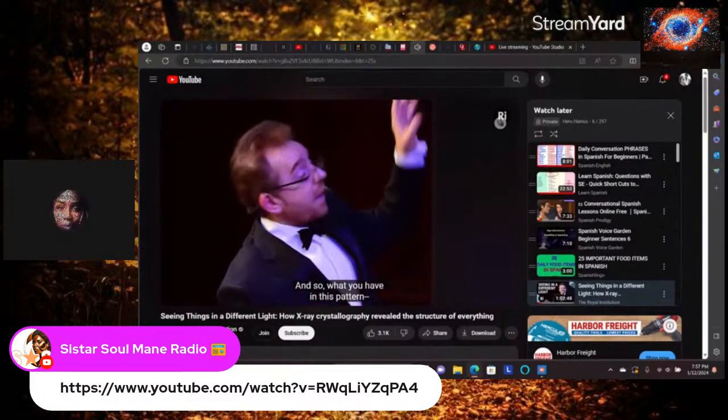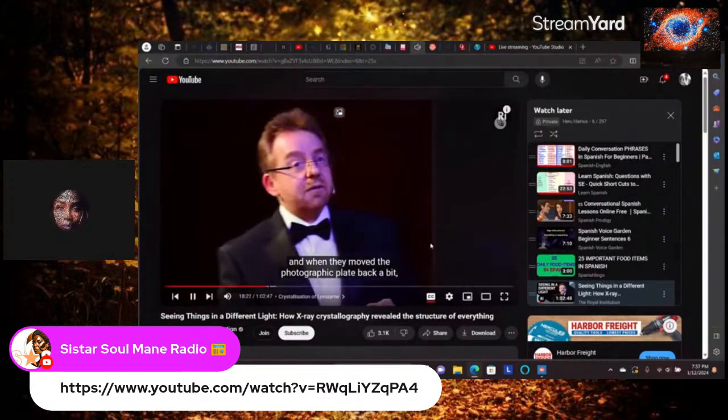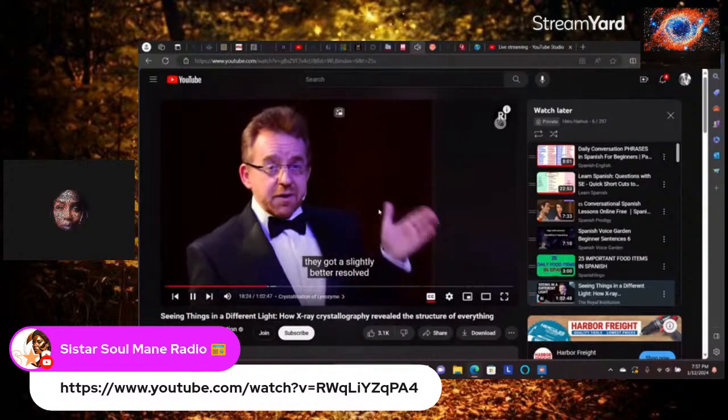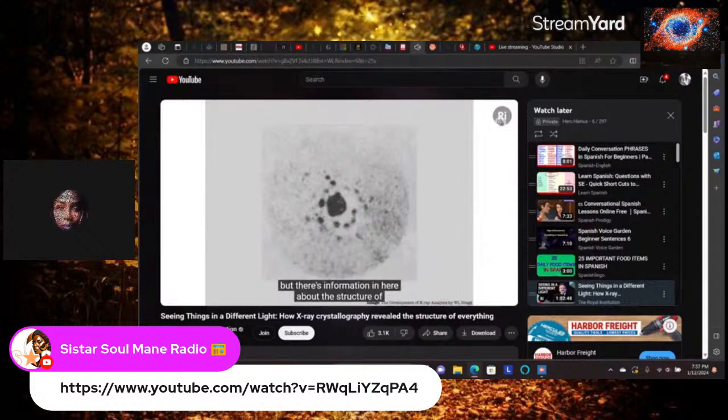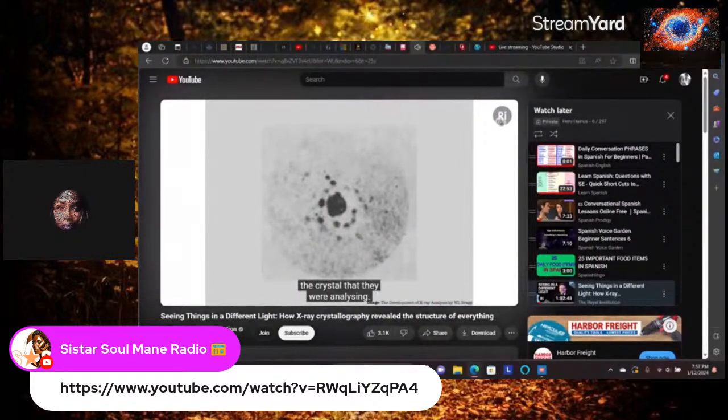And so what you have in this pattern, and when they moved the photographic plate back a bit, they got a slightly better resolved separation of the spots. But there's information in here about the structure of the crystal that they were analyzing.